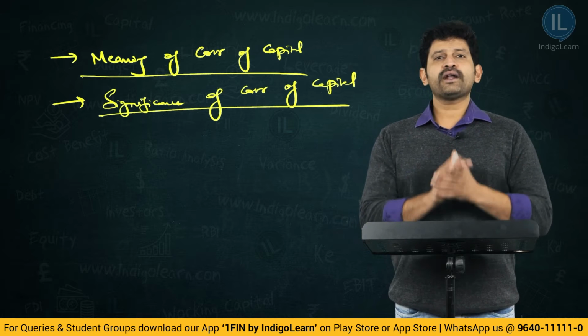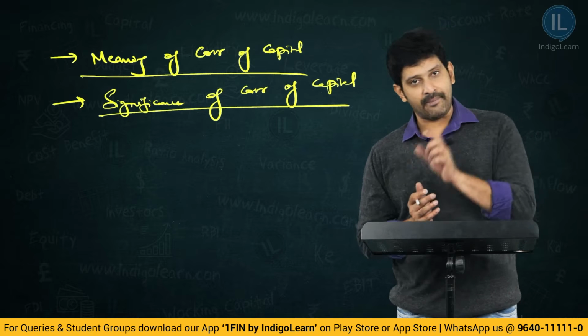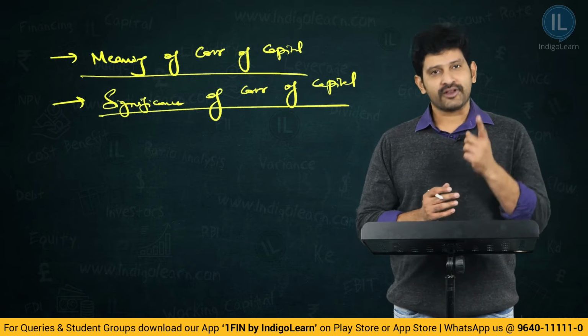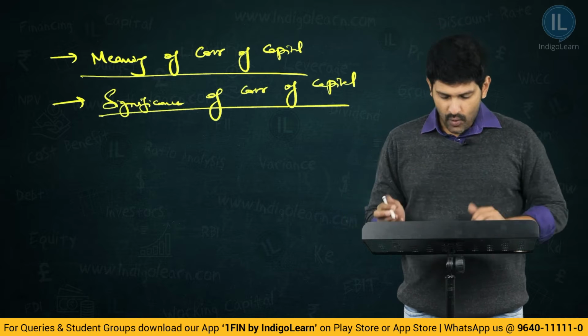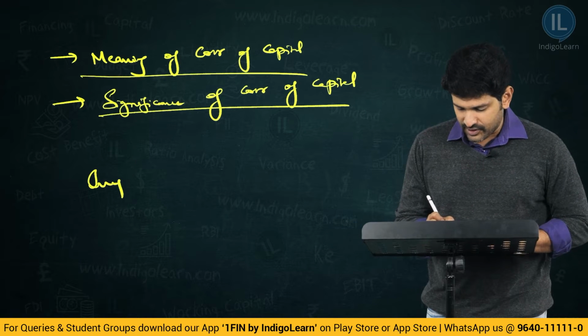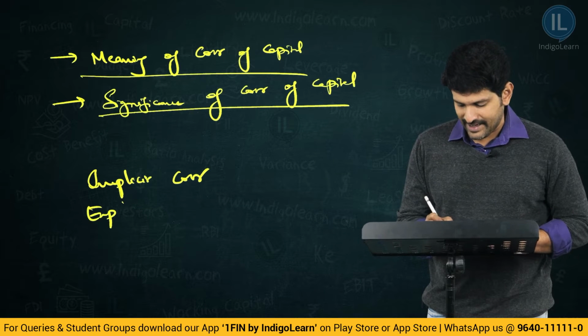Now, what is the meaning of cost of capital? Cost of capital. Now, there is a capital, and for that there is a cost. Usually, costs are understood as two types. One is called implicit cost and the other is called explicit cost.